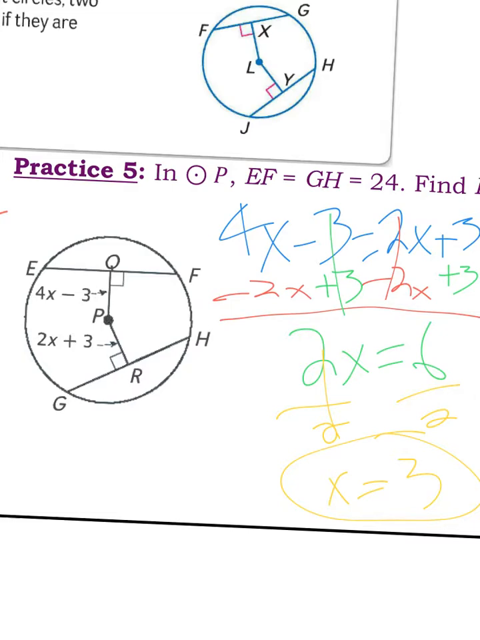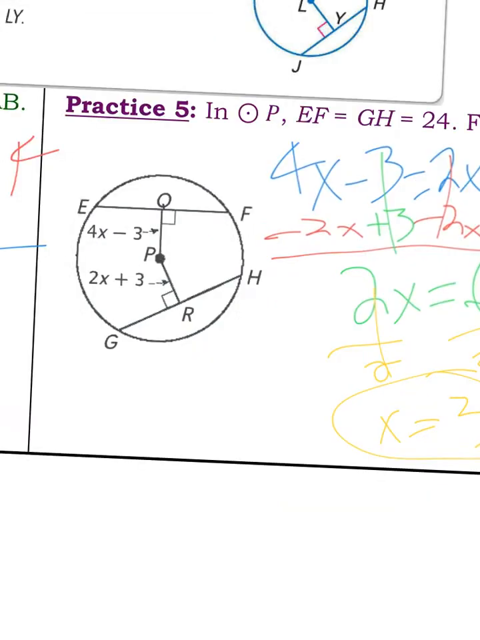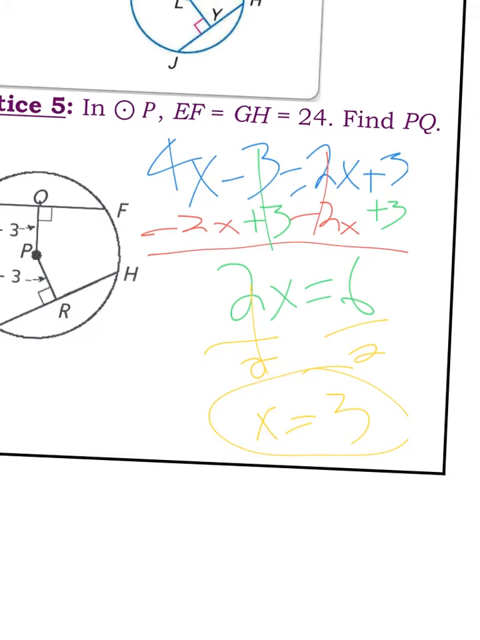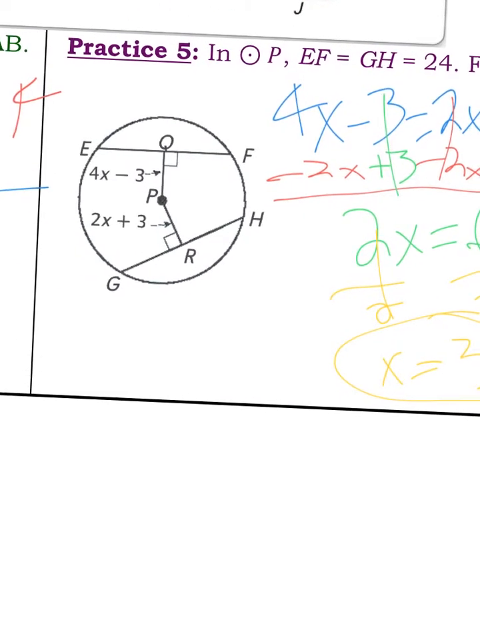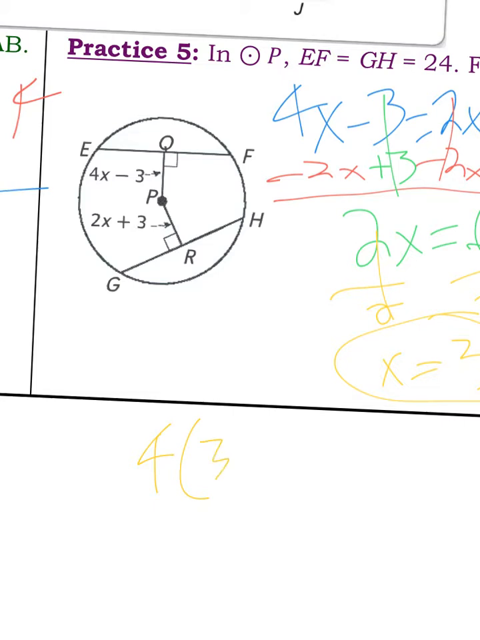Okay, and now I just need to plug it in to figure out what PQ is. So PQ is 4x minus 3, so I'm going to do 4 times 3 minus 3. So 4 times 3 is 12, 12 minus 3 is 9, so 9 is PQ.